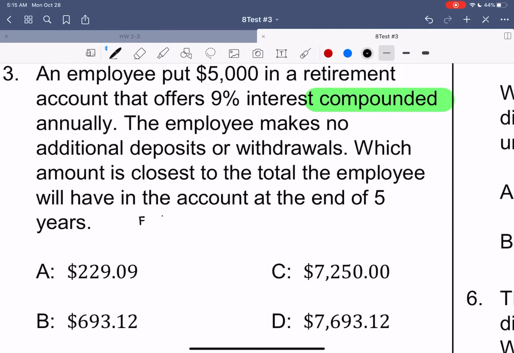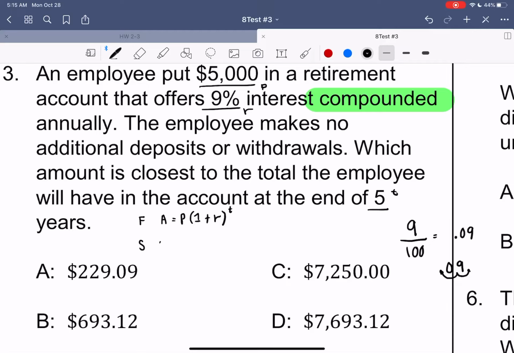Formula was A, total amount, equals principal times 1 plus the rate raised to the time power. So when I substitute the numbers that I know, we have 5,000 is our principal, 9% is our rate, and 5 is our time. And our rate, again, our 9%, we have to divide this by 100, and that's going to give us 0.09. Another way to look at that is 9, and the decimal's there, so I have to move it 2 times to the left, and then we will have 0.09.